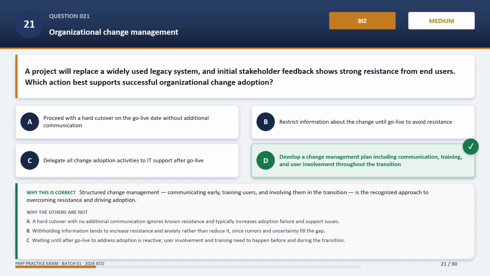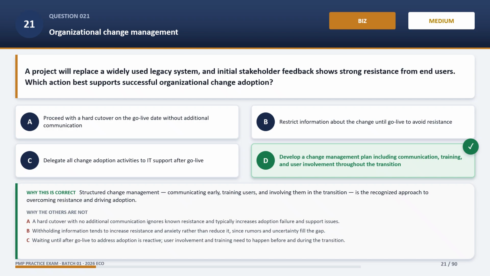Proceed with a hard cutover on the go-live date without additional communication is incorrect. A hard cutover with no additional communication ignores known resistance and typically increases adoption failure and support issues. Restrict information about the change until go-live to avoid resistance is incorrect. Withholding information tends to increase resistance and anxiety rather than reduce it, since rumors and uncertainty fill the gap.